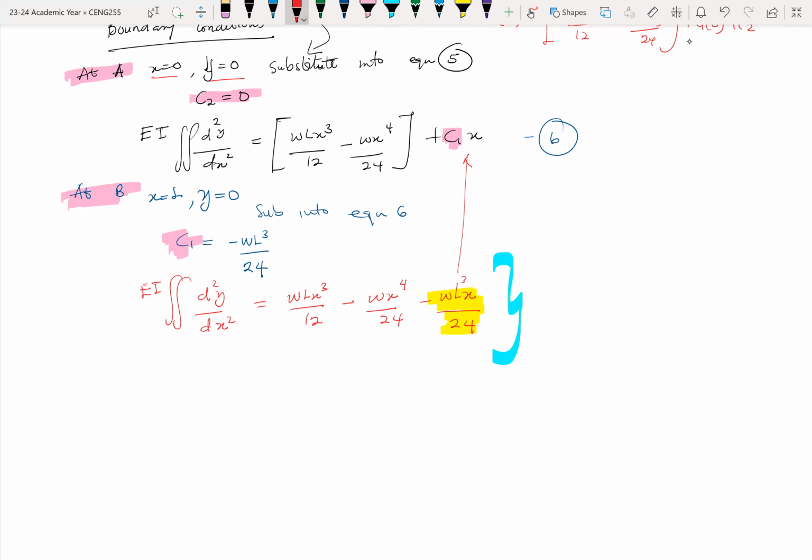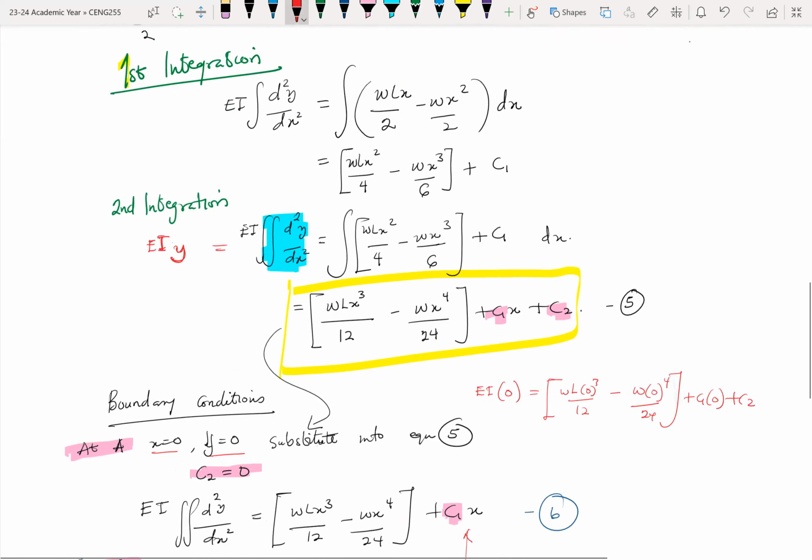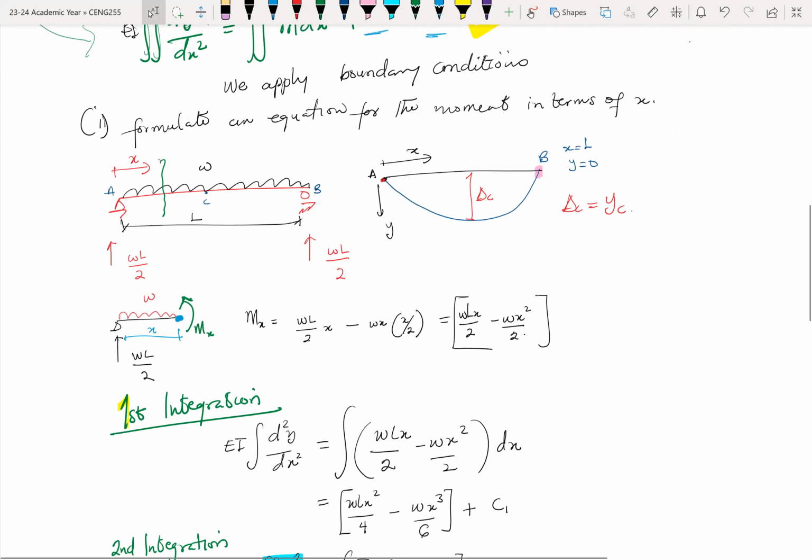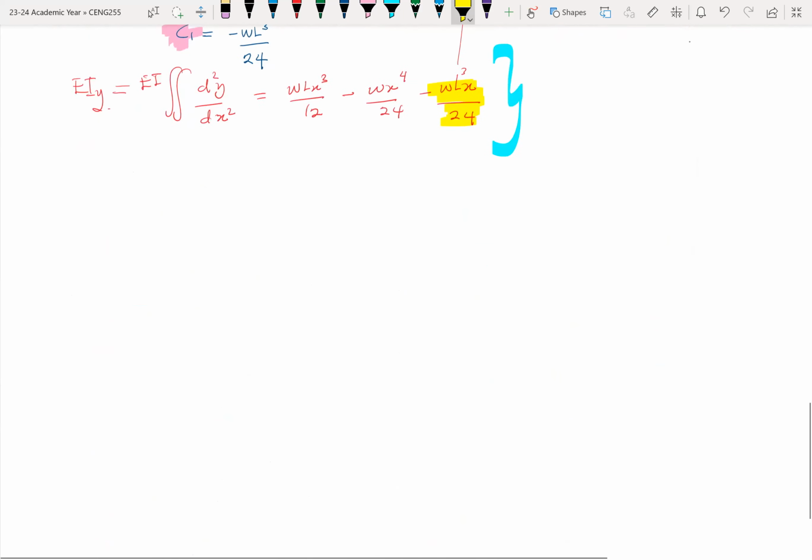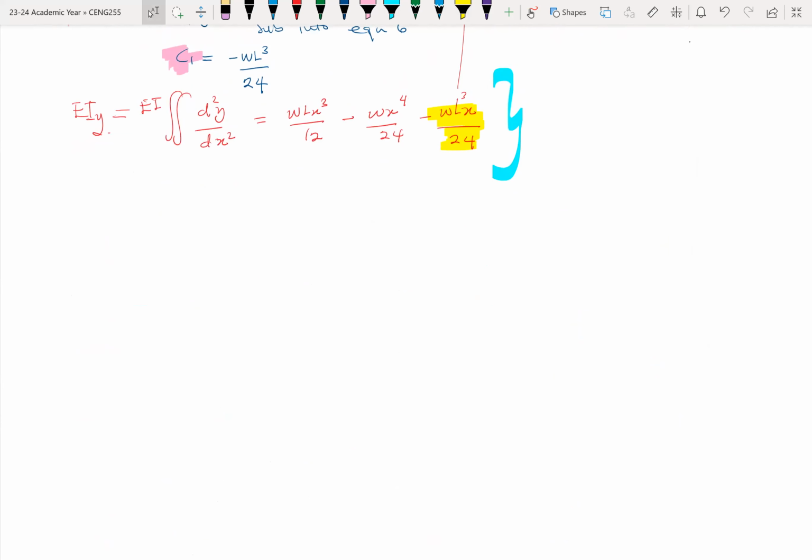So let me put here, this is equal to EIy. Once you have this equation, then you can go ahead and answer the question. The question states that we should find the deflection at C. So this is your question: find the deflection at C.